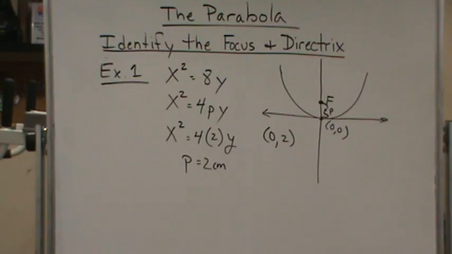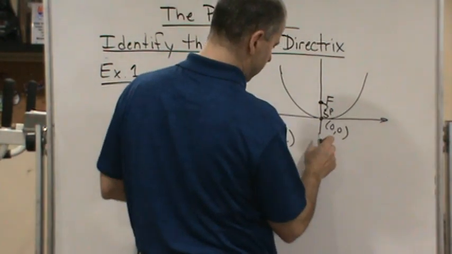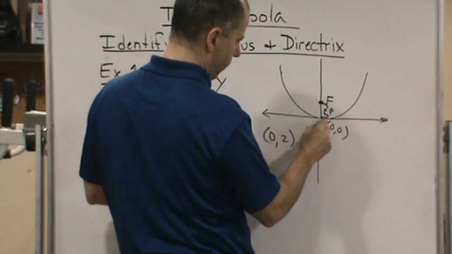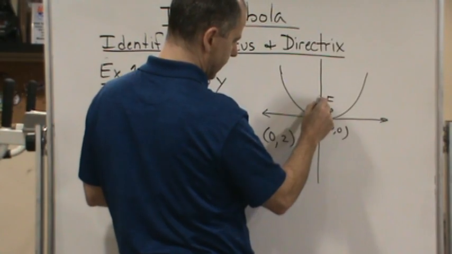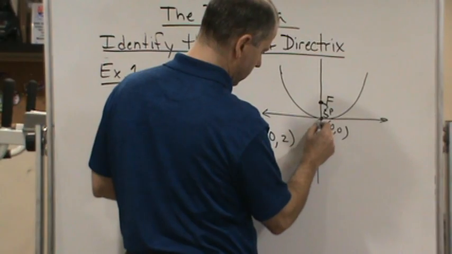Now, part B says, write an equation of the directrix. Well, this just comes back from what we know from the summary table, or what we know about the characteristics. We know that the directrix is going to be equidistant from the vertex as the focus is.